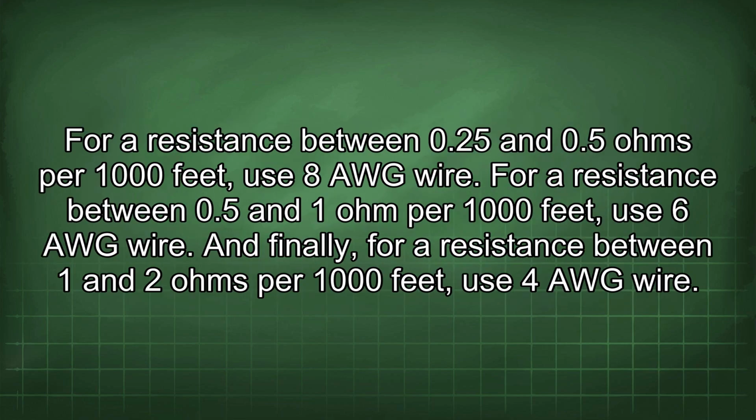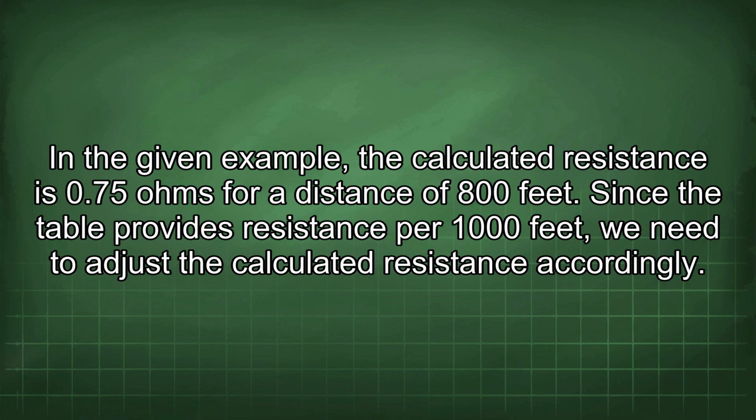For a resistance between 0.25 and 0.5 ohms per 1000 feet, use 8 AWG wire. For a resistance between 0.5 and 1 ohm per 1000 feet, use 6 AWG wire. And finally, for a resistance between 1 and 2 ohms per 1000 feet, use 4 AWG wire. In the given example, the calculated resistance is 0.75 ohms for a distance of 800 feet.